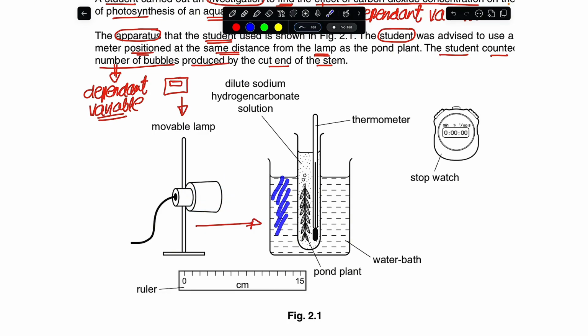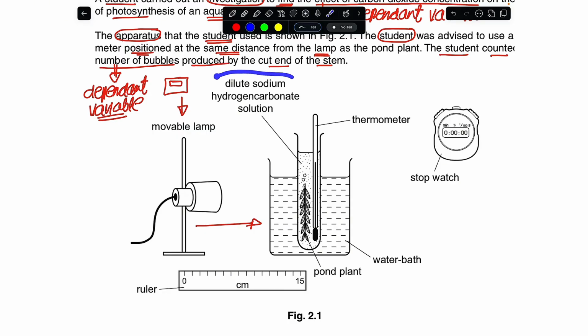So that is why they have placed this test tube into this water bath. And now they have also placed this ruler here. And why is this ruler being placed? So that the distance of this lamp should be kept constant. And when we keep the distance of this lamp at a fixed position from this aquatic plant in the test tube, our light intensity would remain constant.